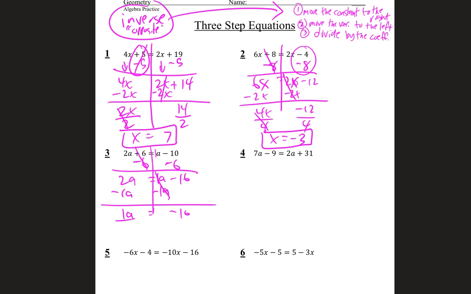Final step. I'm going to divide by the coefficient. Now, you may already know that if we divide by 1, it's still that same value. So we still get negative 16.